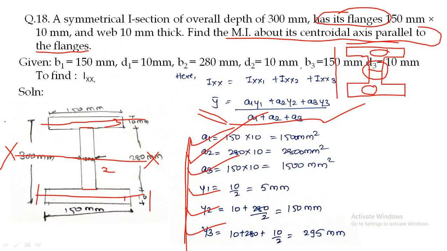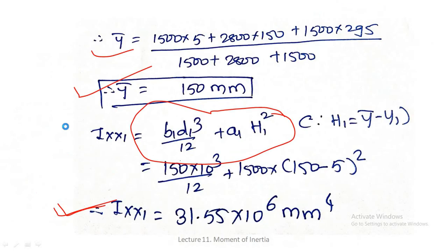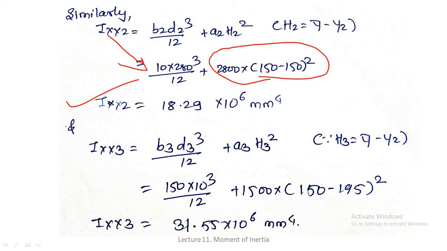Finally, the value of Ixx3. What is Ixx3? It is the moment of inertia of the third rectangle with respect to the horizontal central axis of the whole section, that is, with respect to the x-axis. Now this axis 3, 3 is parallel to axis x, and the distance between them is h3. By using the parallel axis theorem, Ixx3 is equal to b3 d3 cube by 12 plus a3 h3 square. H3 is equal to y3 minus y bar. Putting those values, we get the value of Ixx3.